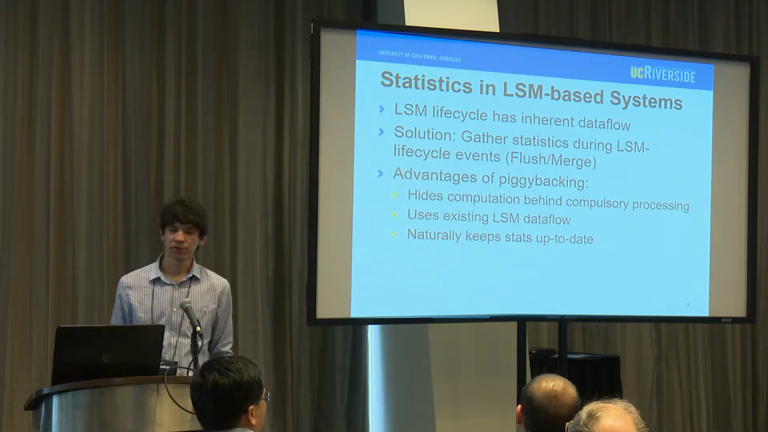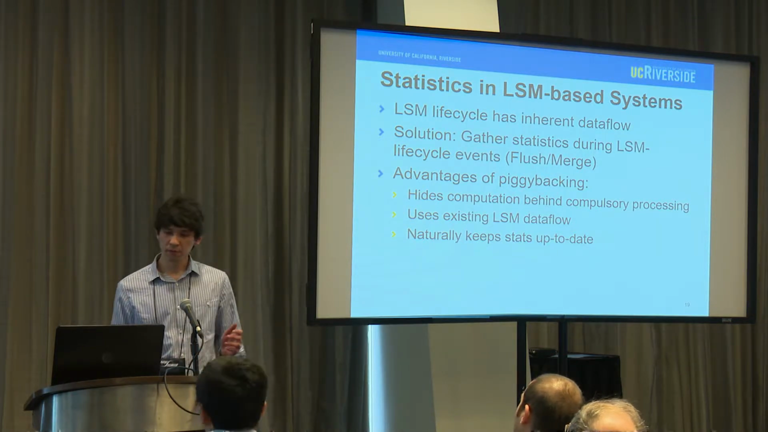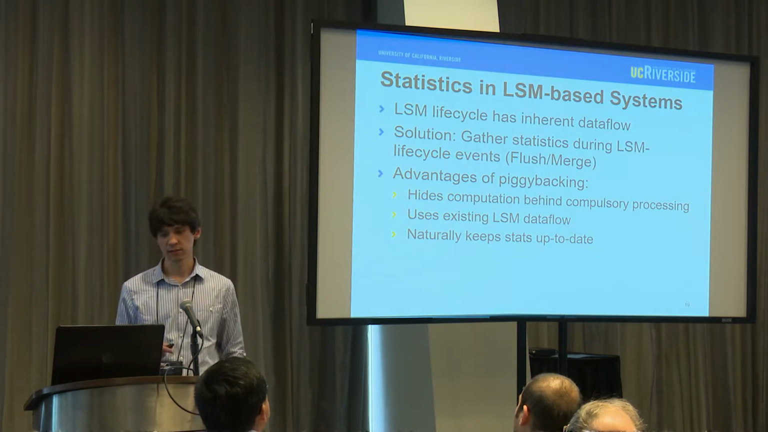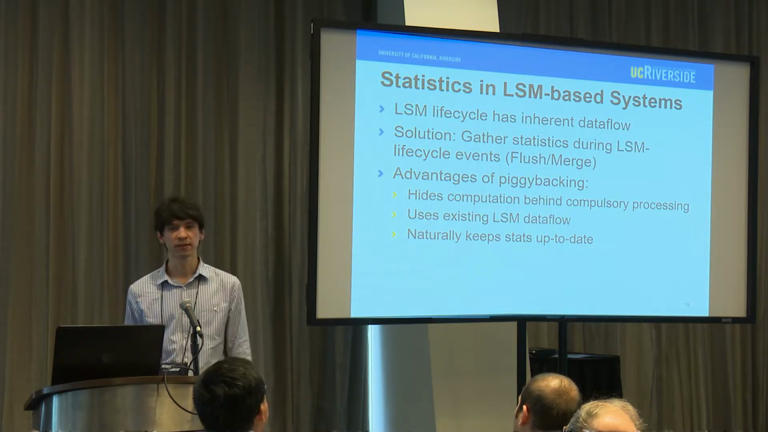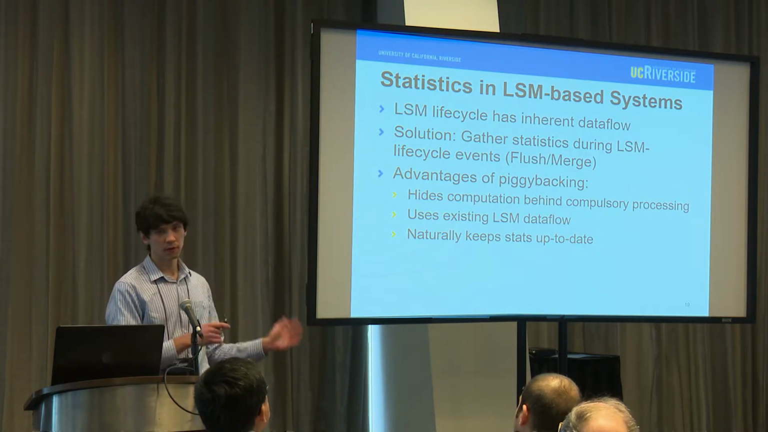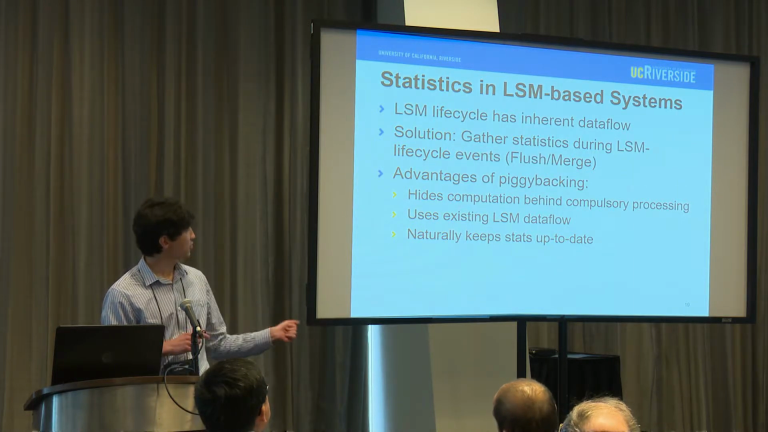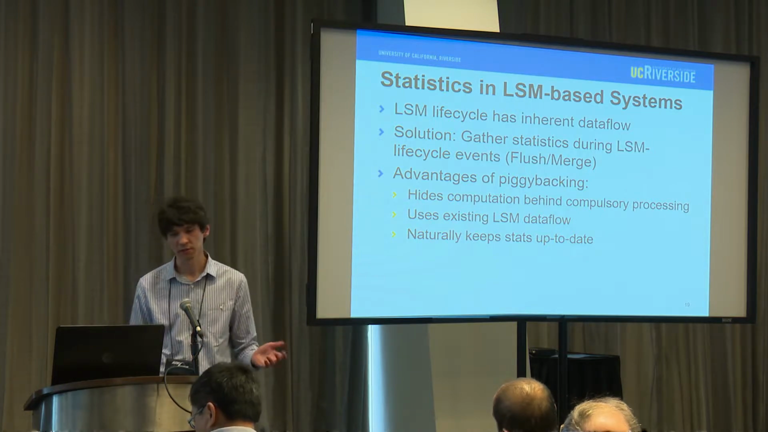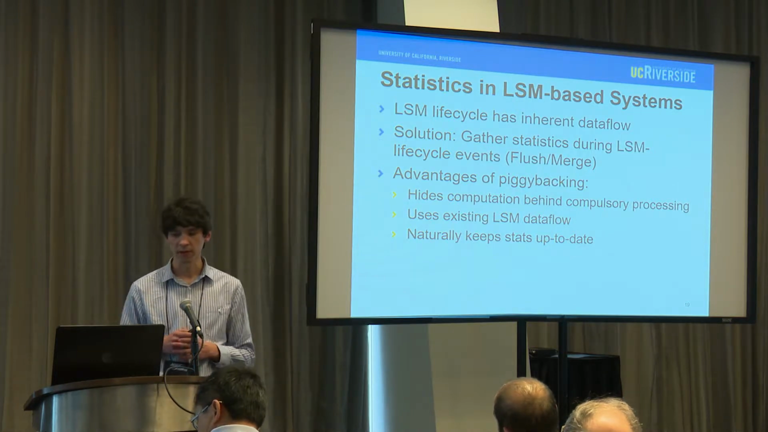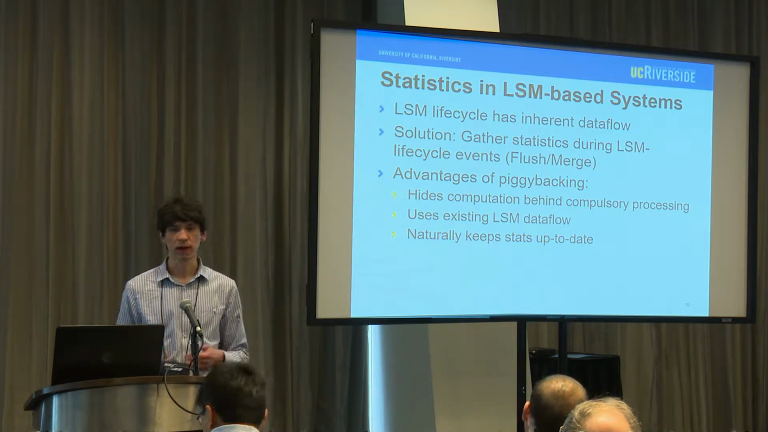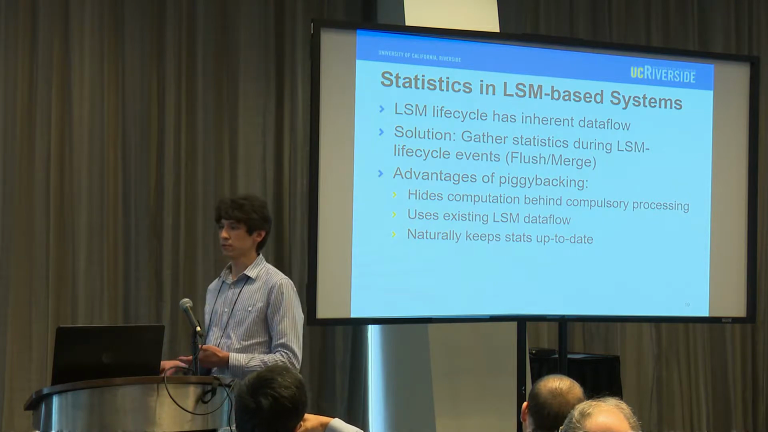The advantage of that is we hide the computation of the synopsis behind this compulsory processing that's already done in the system. And this is an already existing data flow, so the engineering cost is pretty low, because there are already a bunch of moving parts in the system which do many things for us. It also naturally keeps our statistics up to date, because now they're tied to the actual data flow in the system.